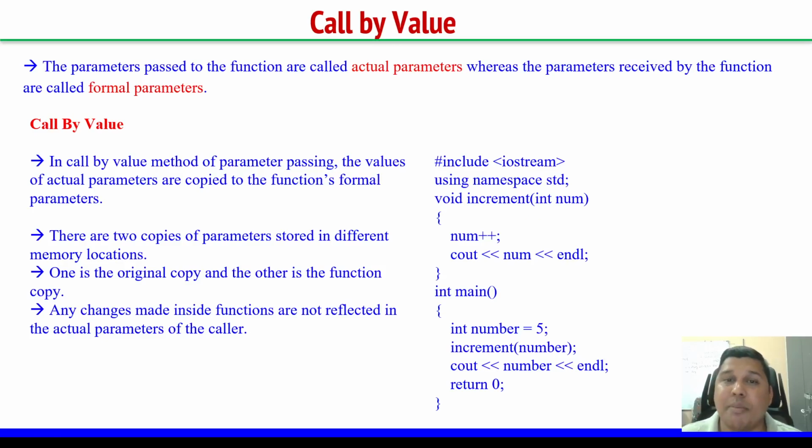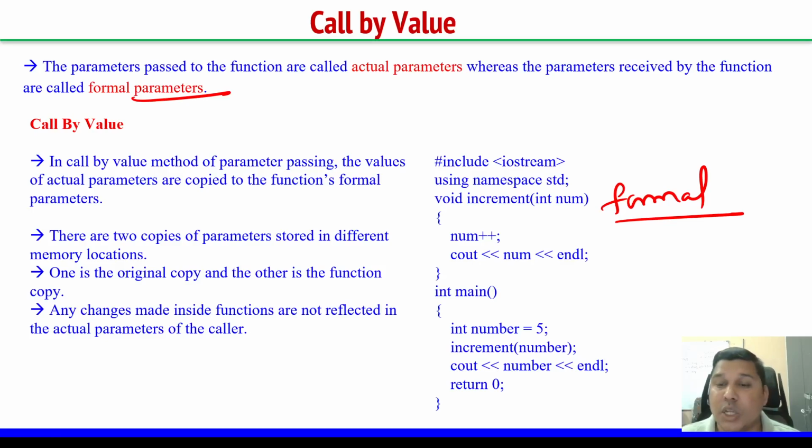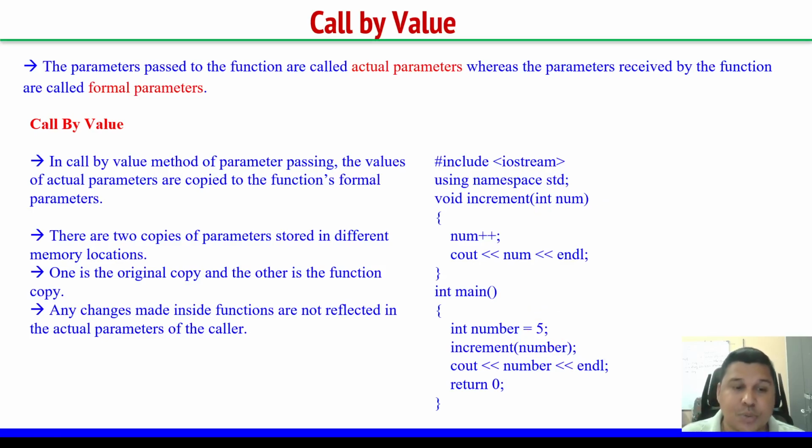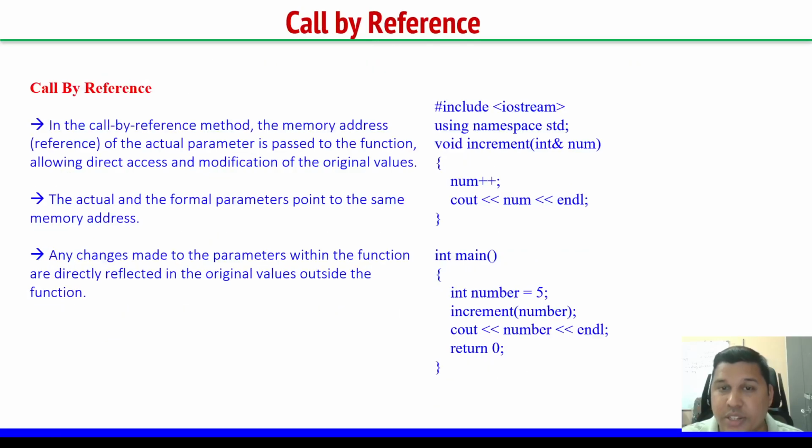Unnecessary extra memory is created for all these formal variables, formal arguments or formal parameters. You are again creating variables to hold the same 5, two times. Okay, that is one small problem with this. Let us see call by reference.